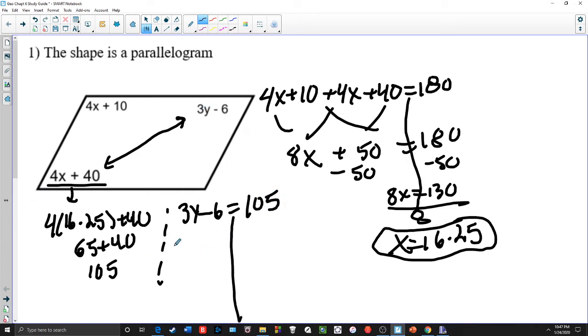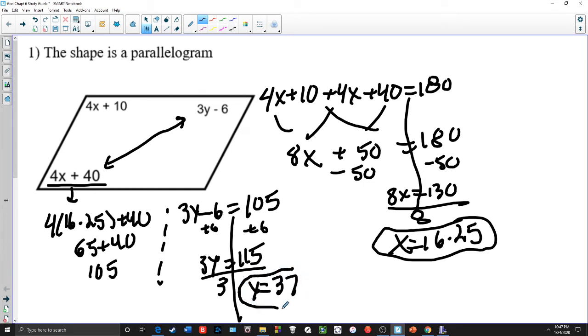So you go through the usual process. You add 6, we get 3y equals 115. Divide by 3, and you get y equals 37. So again, this one required two steps there, but the properties are nothing unusual. Again, side by side or top and bottom angles add to 180, and the diagonals that are across from each other are always going to equal each other.